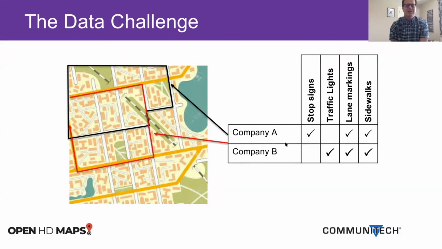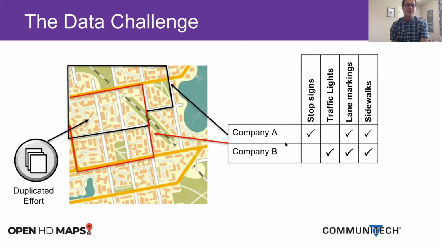Now, company B comes along and they're going to map a slightly different area, and they're looking at slightly different feature extractions. Things like lane markings and sidewalks are similar, but they're looking at traffic lights instead of stop signs. Well, obviously, one of the first things that comes up is that we have some duplicated effort here. There's an area in that middle section where both companies have spent time and resources to actually collect that information. And it's very similar data that's coming out of that. So there is some duplicated effort that could be considered a waste.